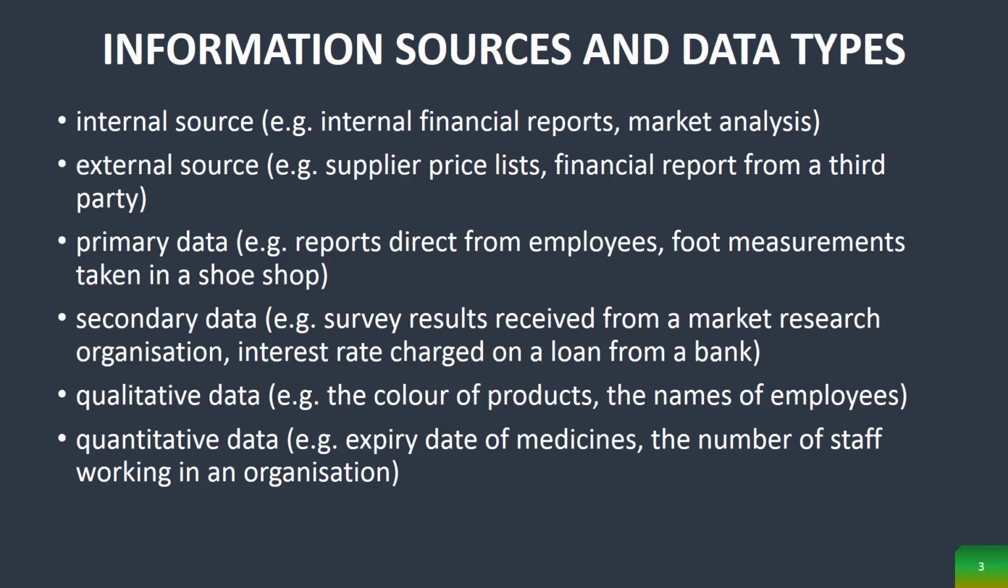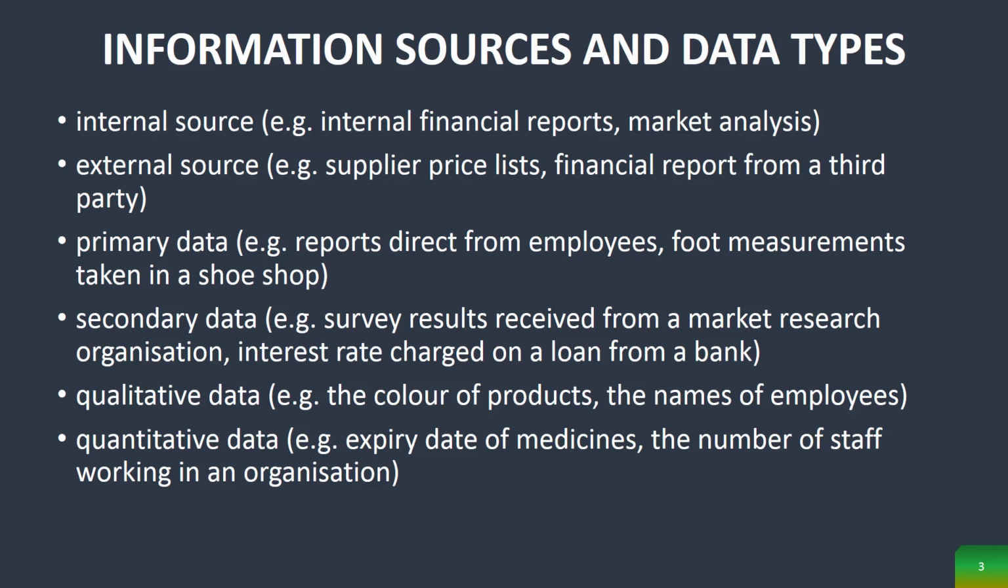Whereas external might be, for instance, supplier prices. So where we might want to buy from. Say if we were a restaurant, we might want to buy from a specific supplier. We'll have to source their prices, so then we know how much a loaf of bread is, or how much a fish is, or how much a steak is, or whatever.